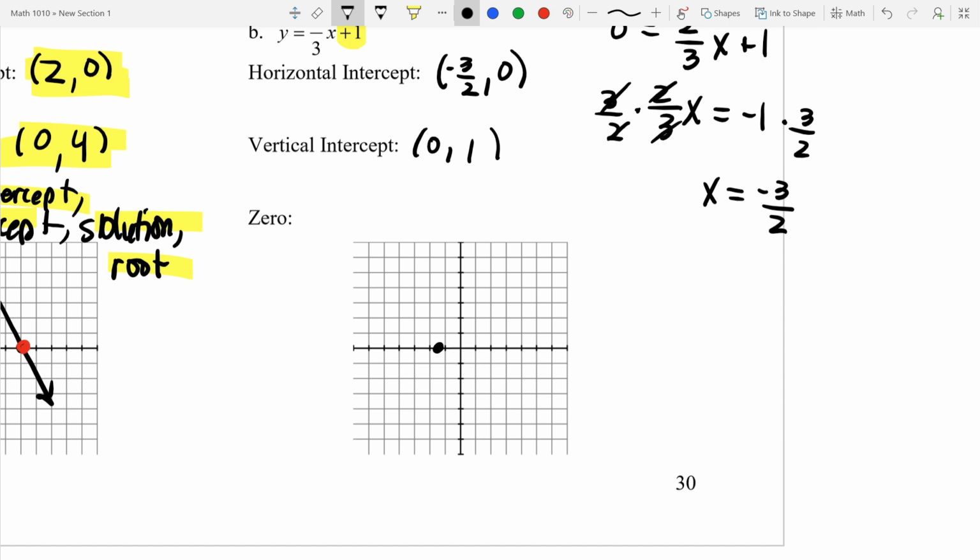Okay? And then the vertical intercept is, don't go right or left, but go up 1, connect your dots, and you got it. Remember, the 0 is just where it touches the x-axis, so you're going to go x equals, and it's the horizontal intercept, which is negative 3/2, and you're done.